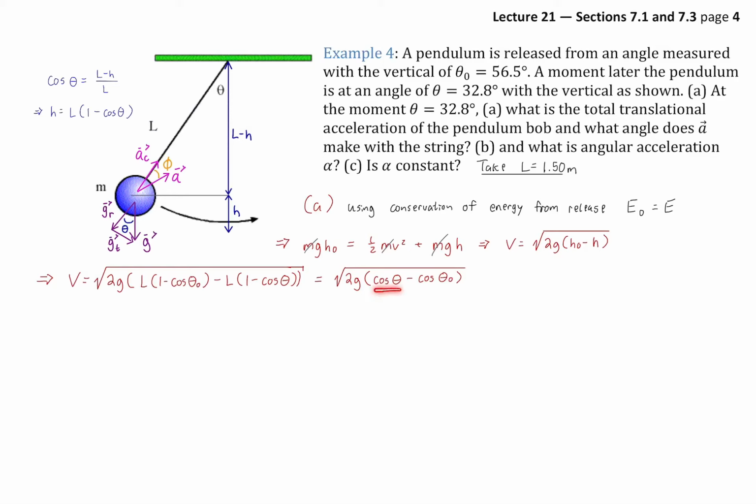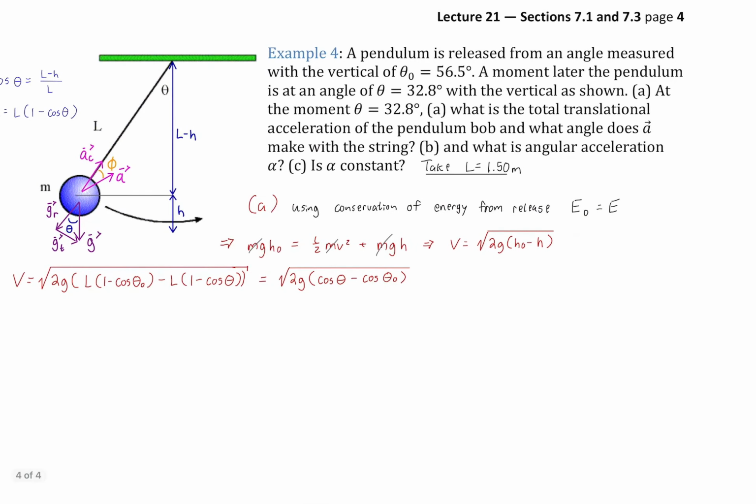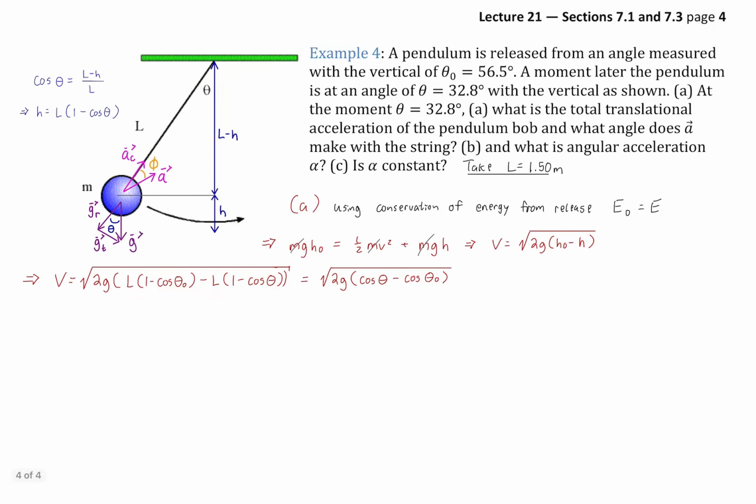The negative causes the order to reverse, so it's going to be cosine theta minus cosine theta naught, but you can see that by just distributing the negative here and canceling out the L's. And so then we get that the final velocity is just 2.39 meters per second. Okay, excellent. And the velocity is independent of L. It's just dependent on h, especially because we were given theta for both of them. But we will need L later on.